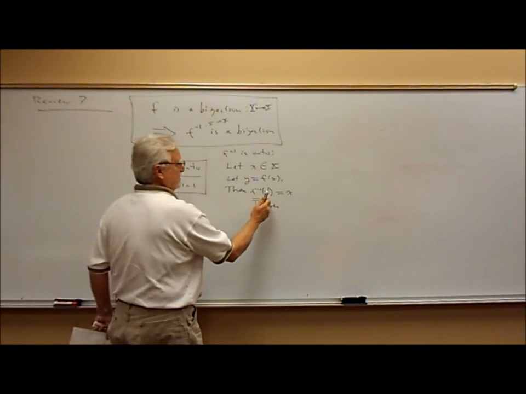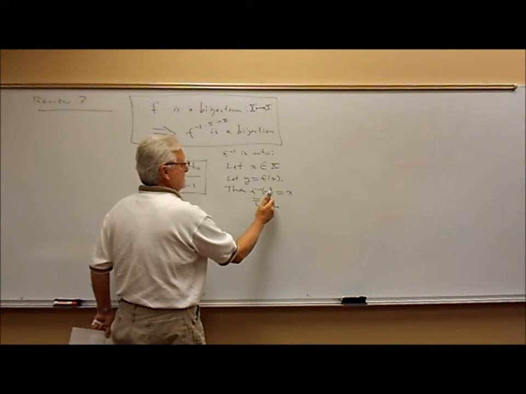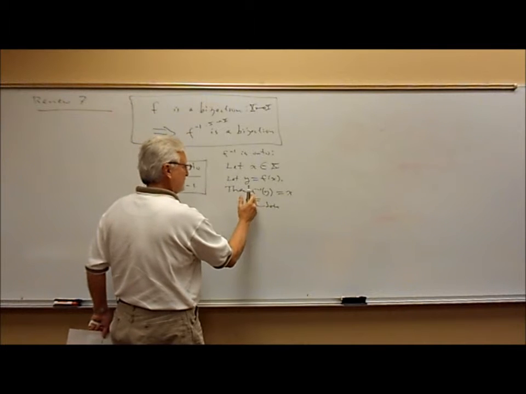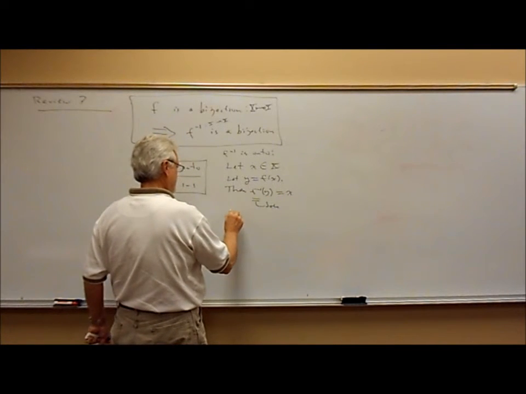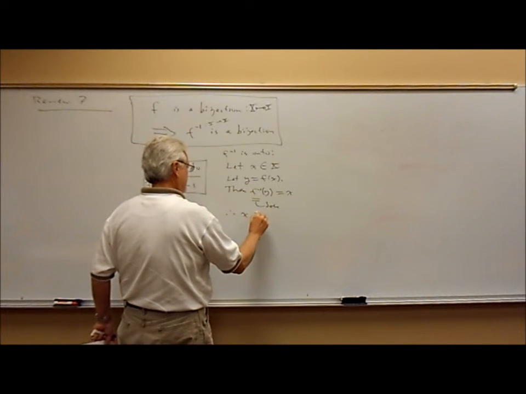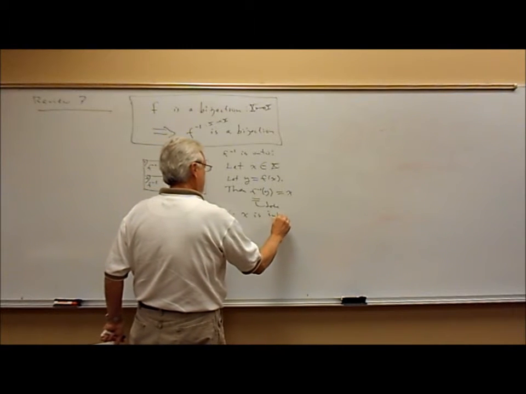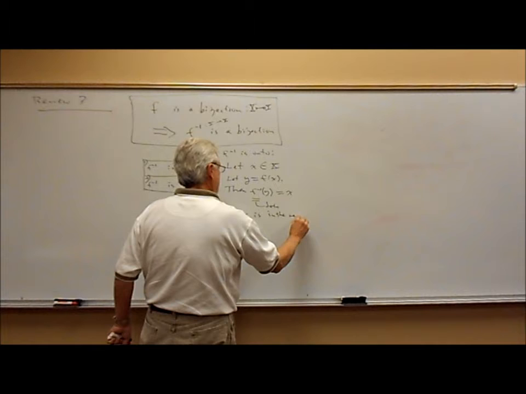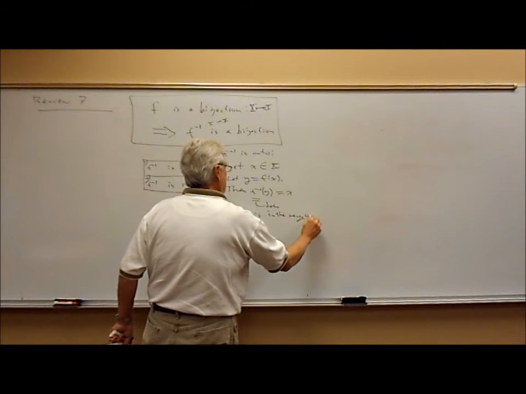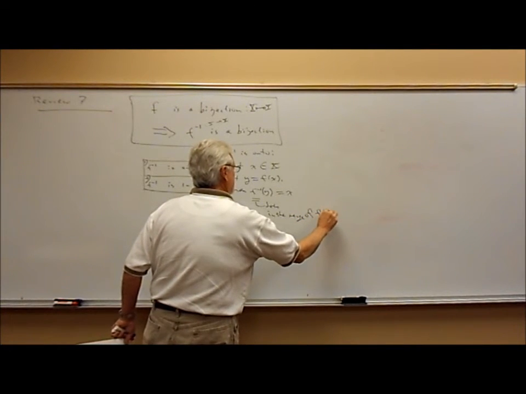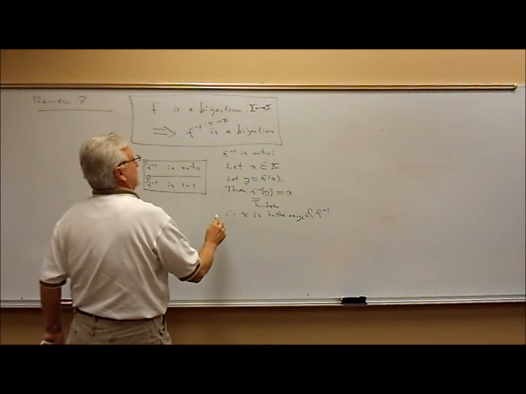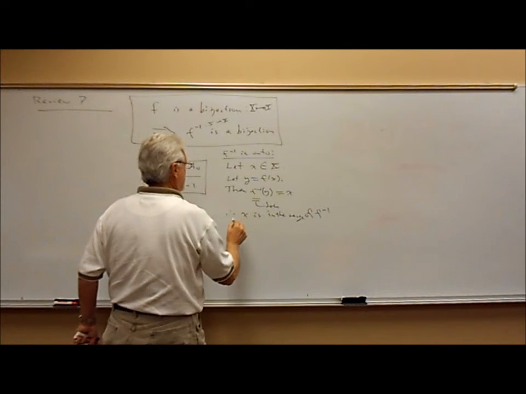And so whatever that y is, that F maps x to, F inverse maps back to x, and therefore x is in the range of F to the minus 1. So that shows that it's onto.